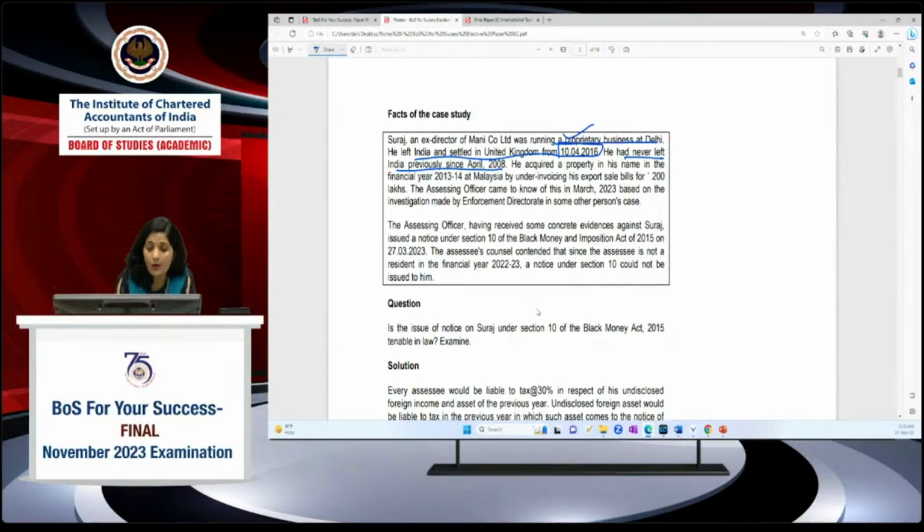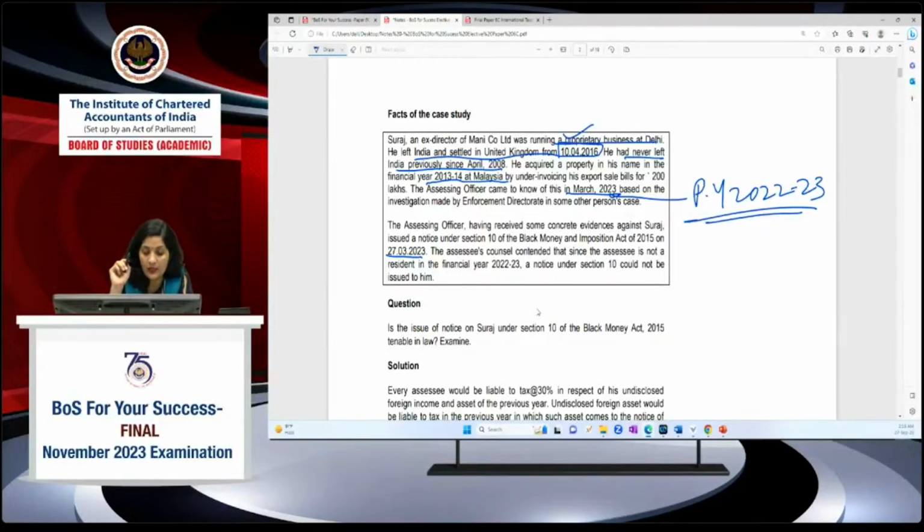And he acquired a property in the financial year 23-24 at Malaysia under invoicing his export sales bills of 200 lakhs. Assessing officer came to know this in March 2023, previous year 22-23. He comes to know that he has some undisclosed asset which he acquired in the year 2013-14. Then he issued a notice under section 10(27)(3).